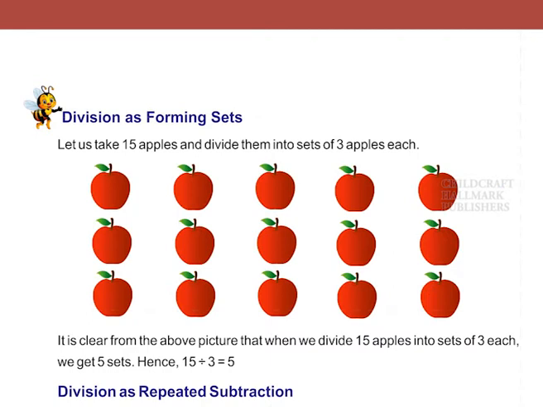Division as forming sets. Let's take 15 apples and divide them into sets of 3 apples each. It is clear from the above picture that when we divide 15 apples into sets of 3 each, we get 5 sets. Hence, 15 divided by 3 is equal to 5.